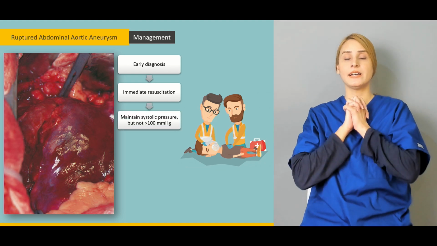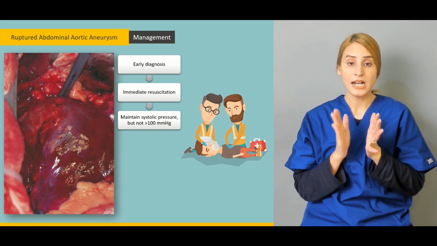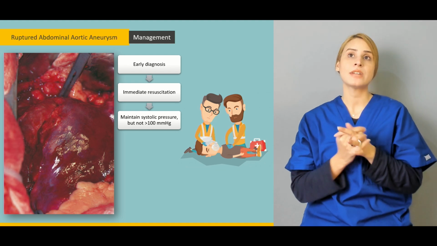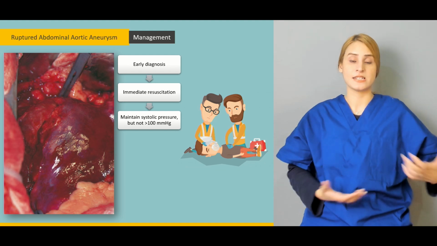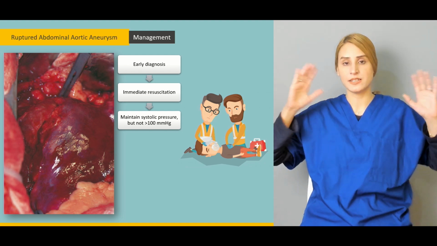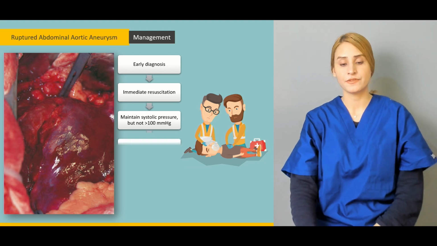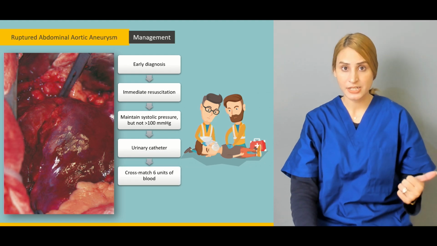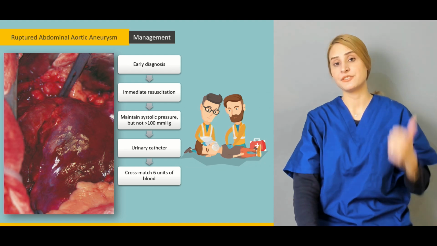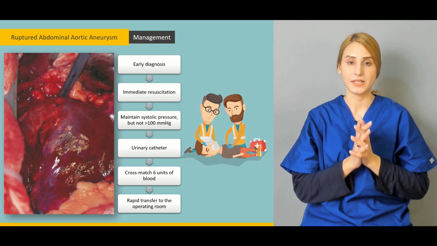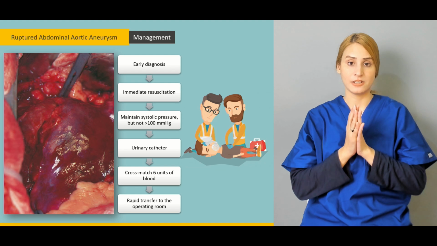You have to maintain the systolic pressure at less than 100 millimeters of mercury. You don't have to resuscitate the patient with a lot of fluids and increase the pressures to 140 and 130. You have to keep the systolic pressure at 100. Catheterize the patient. This is very important. Monitor the urine output. Cross match should be sent. 6 units of the blood should be arranged, and rapid transport to the operating room.